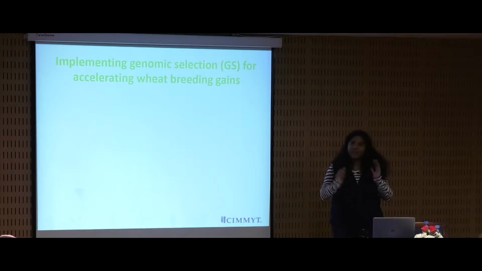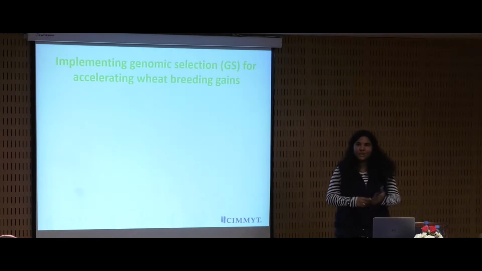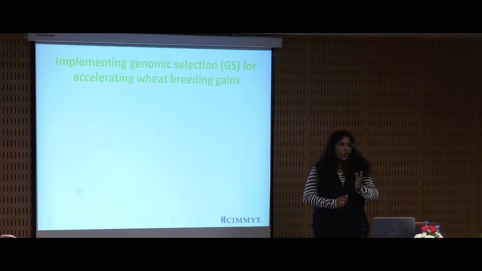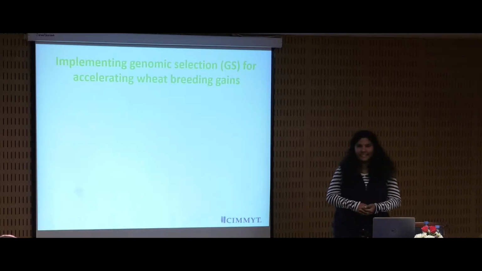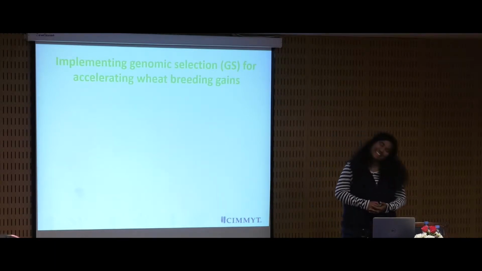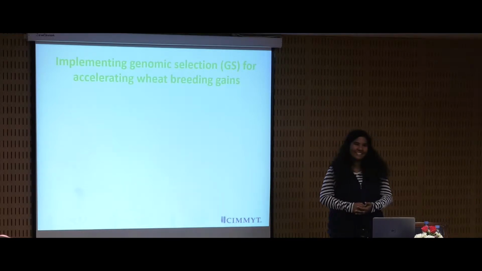To implement genomic selection, I would like to ask all of you, assume that you're breeders and you would like to implement genomic selection in the breeding program. What are some of the first steps that you would take? What would you like to do first? What would you like to know about genomic selection to implement it? Trevor told us to set up a database. Okay, great, yes, you should do that.